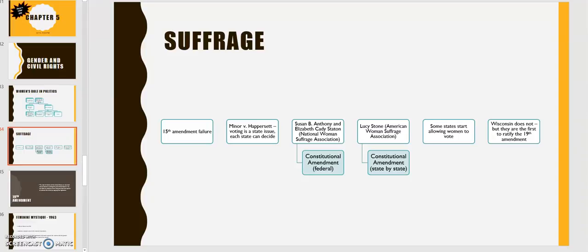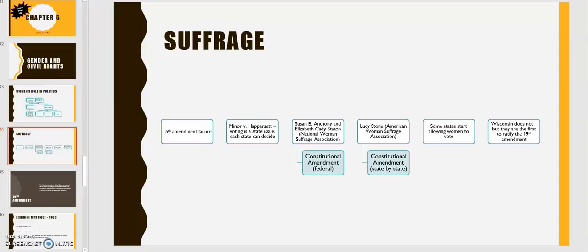So Susan B. Anthony and Elizabeth Cady Stanton then join together and create the National Women's Suffrage Association, and they try to press really hard for a constitutional amendment that would make a federal law that all women are allowed to vote. At the same time, Lucy Stone creates the American Women's Suffrage Association, and she tries to do this with constitutional amendments on a state-by-state basis. So in each state's constitution, she wants to change and have a policy made. So Lucy Stone starts making progress on individual states. Anthony and Stanton try to do it for the entire country.